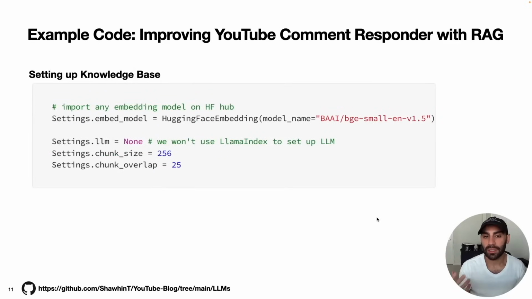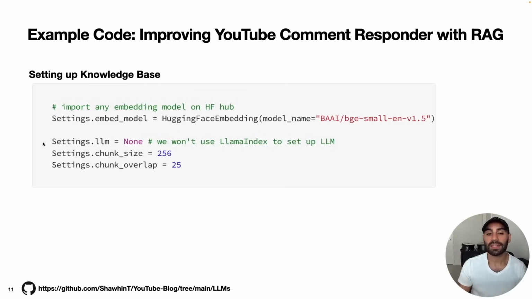Next, we're going to set up the knowledge base. There are a few settings we need to configure in order to do this. First of which is the embedding model. The default embedding model on Llama Index is actually OpenAI's, but for this example, I wanted to keep everything within the Hugging Face ecosystem. So I used this Hugging Face embedding object, which allows us to use any embedding model available on the Hugging Face Hub. So I went with this one from BAAI. It's called BGE small en version 1.5, but there are hundreds, if not thousands, of embedding models available on the Hugging Face Hub.